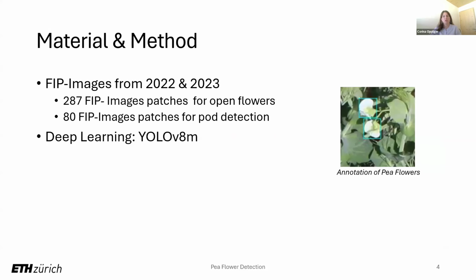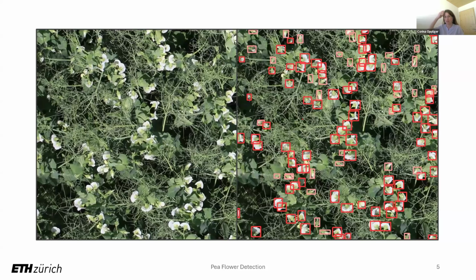For the flower detection model, we used over 280 FIP images, or patches of FIP images, to train, and we annotated them. In them, not only flowers, but also pods of 12 genotypes. We then trained a YOLOv8 model. This is basically the same family as what has been presented before. And as you can see, for example, how we annotated the pea flowers with these bounding boxes. And we were very lucky because, as this visualization shows, it worked quite well.